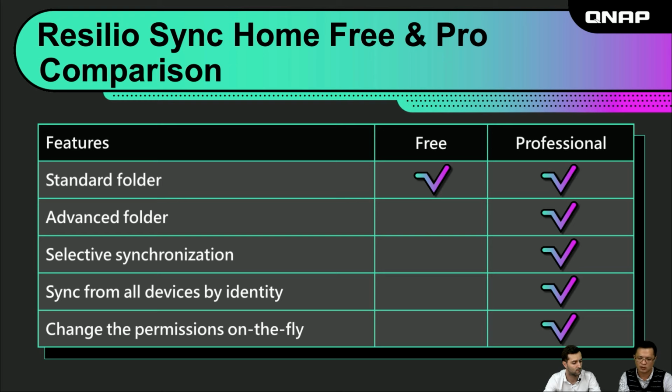The final one is change the permission on the fly. It allows you to change the authority of the share folder. In the free version, if you decide the authority of the share folder, you can't change it again. But in the Pro version, you can do it. No matter free, Pro, or the other versions, they don't have limits on the folder size, the folder number, or the transmission speed.